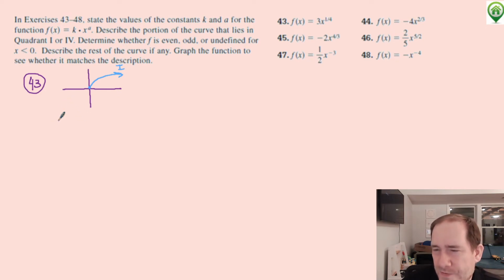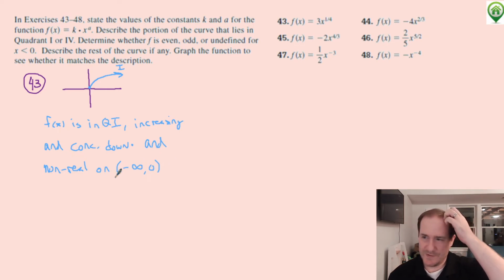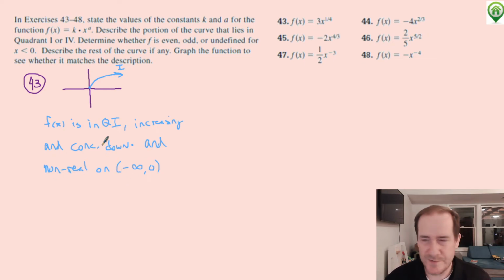So I guess for this one you should say f of x is in quadrant 1, increasing and concave down and non-real on negative infinity to 0. How about that? That's a good fancy way to say the graph has no left-hand side, is to just say it's non-real on negative infinity to 0, meaning there's nothing over there. That's a pretty good answer. I think I'm happy with that.